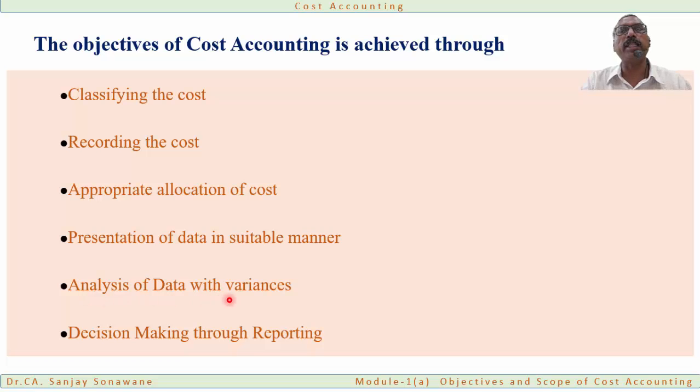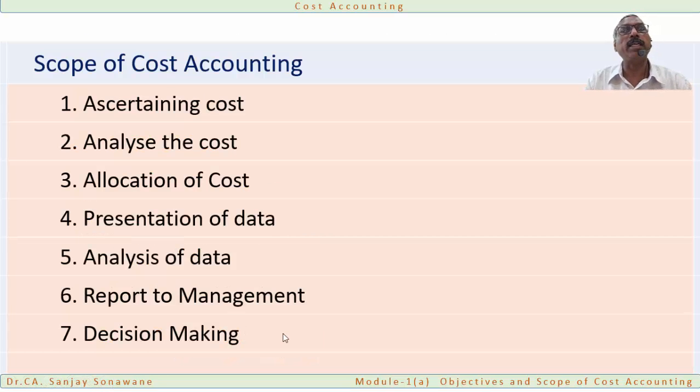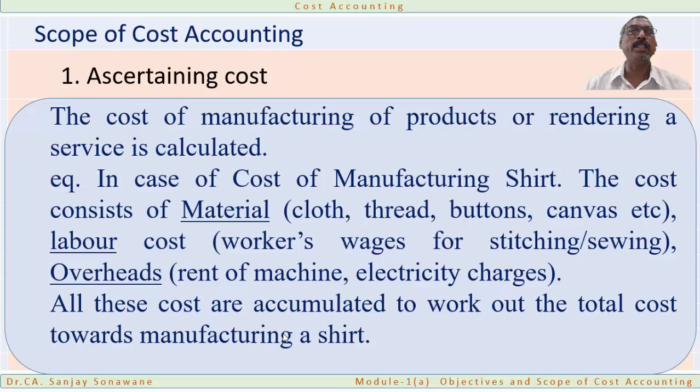Now whatever data is there, we have to analyze, and finally we have to take a decision on the basis of this data. So let us understand the scope of cost accounting. The first one is that we have to ascertain the cost. So let us understand this concept first. The cost of manufacturing a product or rendering a service is calculated. So in cost accounting, how do we start working? First we start by working out the cost of manufacturing a product.